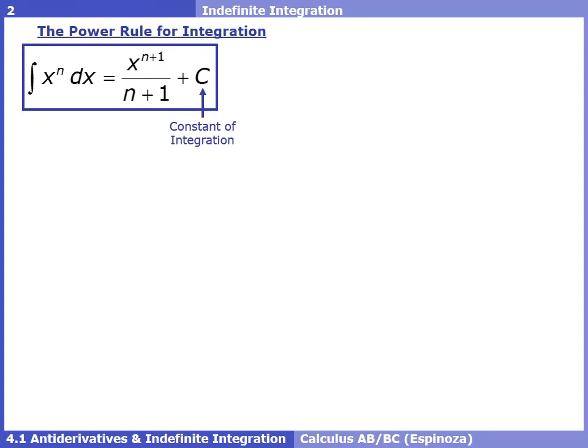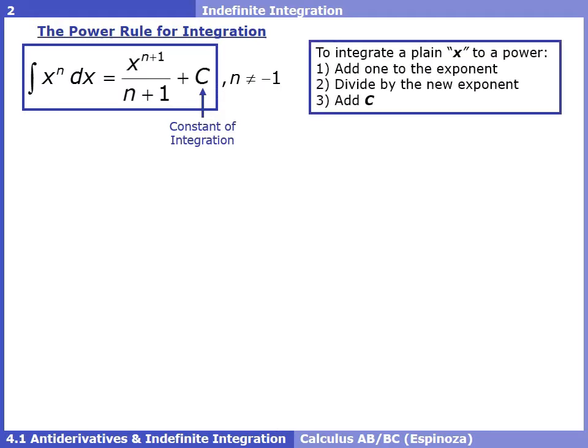One little trick question, I suppose, could come up if you're not too careful, and that is this. If you ever see a power of -1, we can't do that problem, at least not yet. The reason, of course, is if it was a -1 power and we added 1, we would get 0, and of course we cannot divide by 0. So, not too bad. The power rule for integration is fairly straightforward, just like the power rule for differentiation.